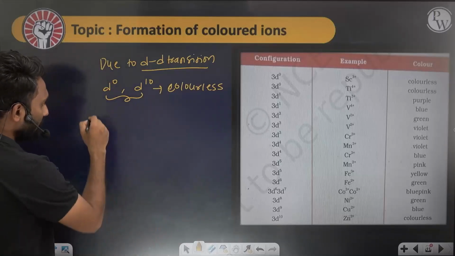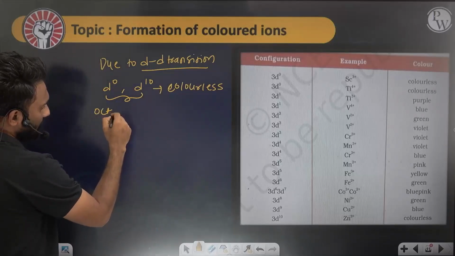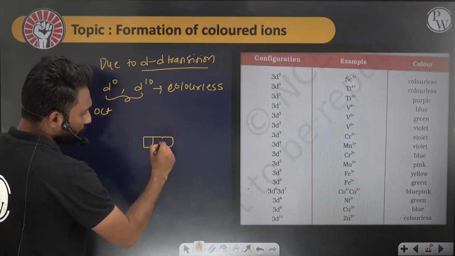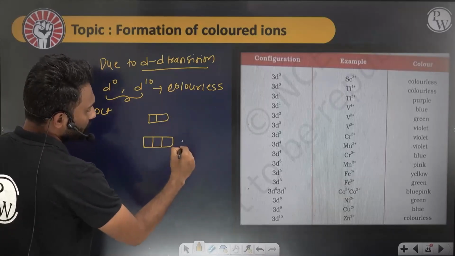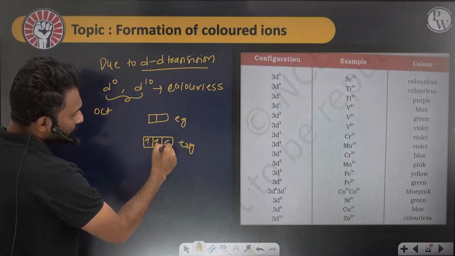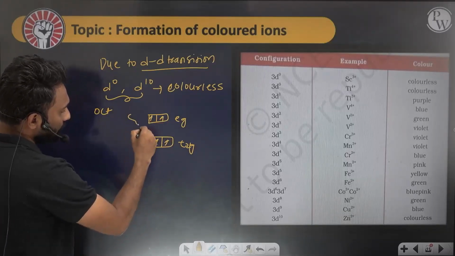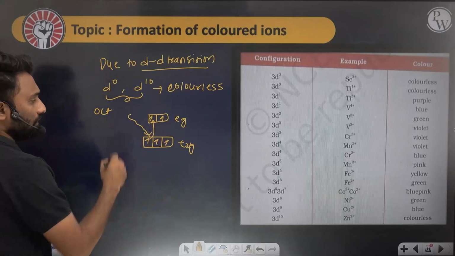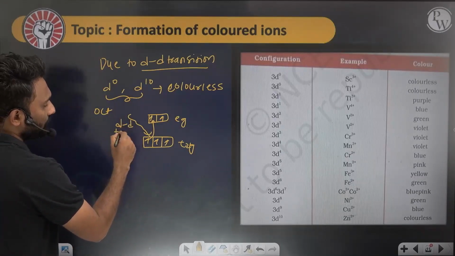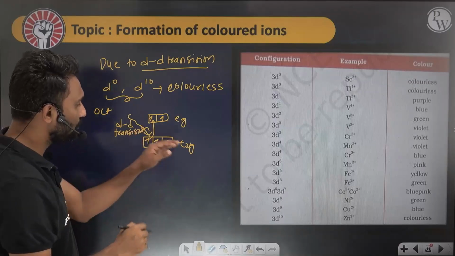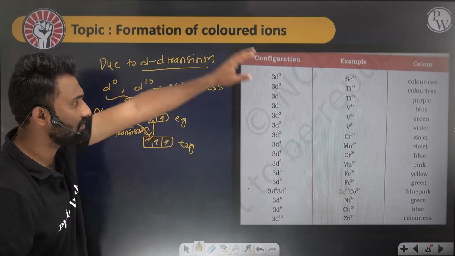Because now I am taking an octahedral complex. In the octahedral complex, this is t2g, this is the eg. Here the electrons are getting excited from the t2g to the eg. Now this is the d-d transition. What do we call this? d-d transition. Electrons are exciting from the t2g to the eg. That is why these elements are showing color.